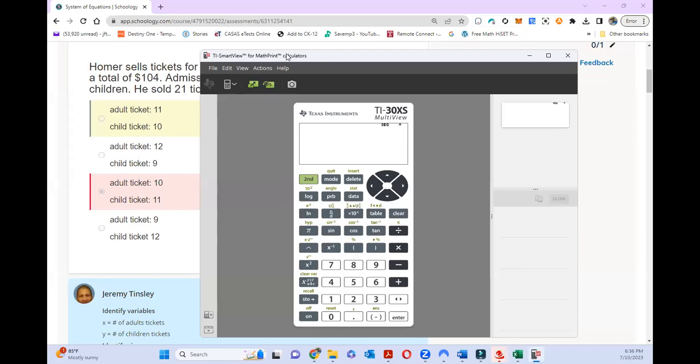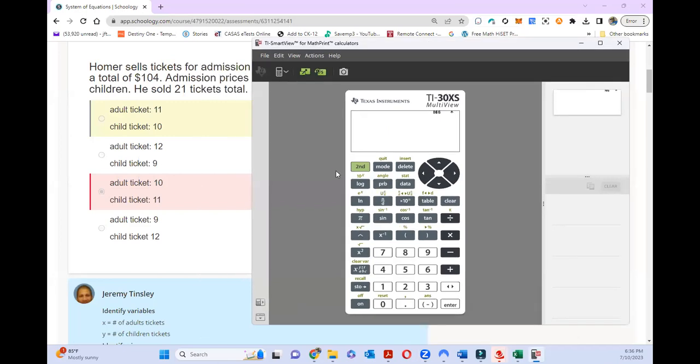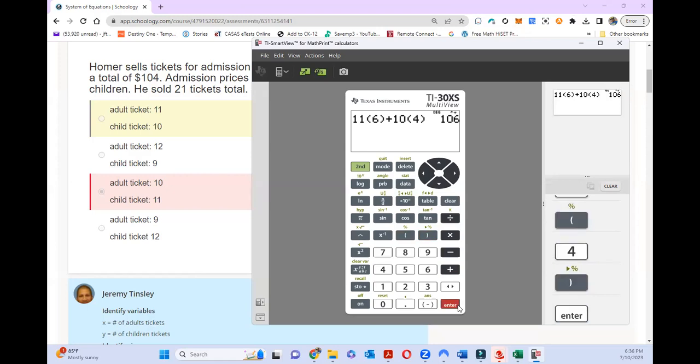Watch this. So we know adult tickets are $6, right? So 11 times 6 plus 10 times 4. We need to get $104. That's not it. So we go to the second one. 12 times 6 plus 9 times 4. Did we get 104? No. Go to the third one. 10 times 6 plus 11 times 4. We're done. There you go. That's how I did it.